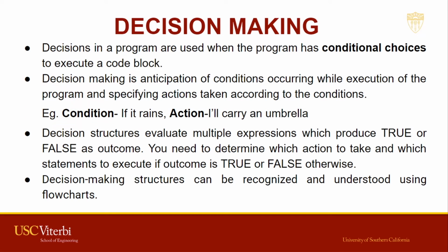Now, when do we need to make a decision in a program? Decisions in a program are used when the program has conditional choices to execute a code block. It is the anticipation of conditions occurring during execution of the program and specifying the actions to be taken according to those conditions. Now this is getting too verbose. Let's break it down and relate it to real life.